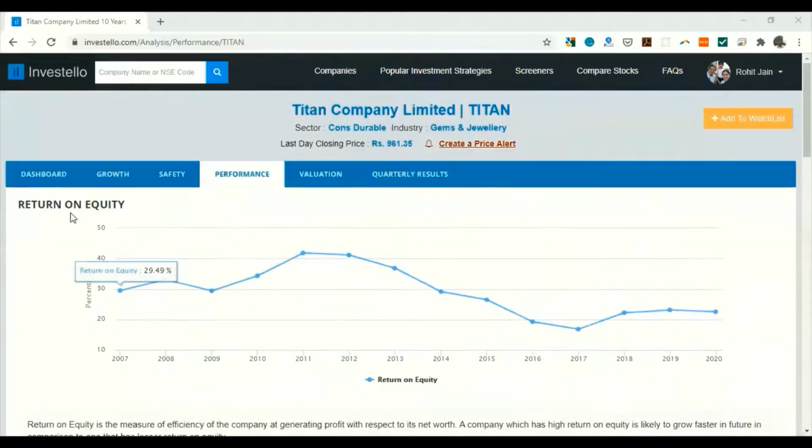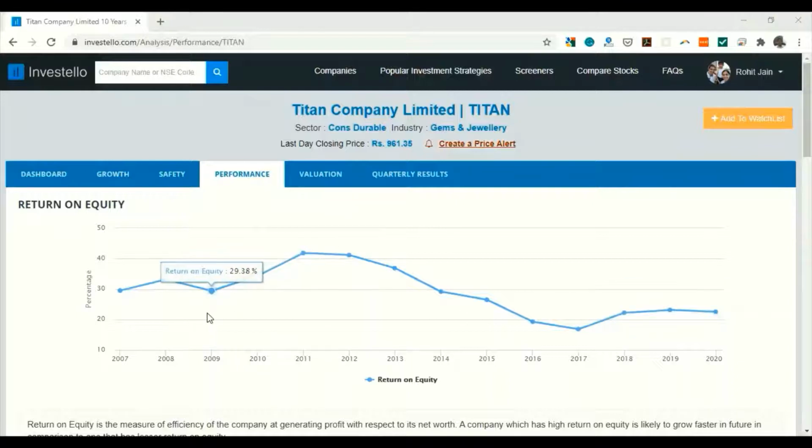So we begin with return on equity. Return on equity is actually the return on net worth of the company. Suppose the net worth of the company is rupees 100 crores and the net profit is 25 crores. So the return on equity will come out to be 25%. Through this ratio, we come to know how much return the company is generating over its net worth. So suppose in 2020, the return on equity is 22.51%. This means that the company is generating 22.51% of return in terms of profit over its net worth.